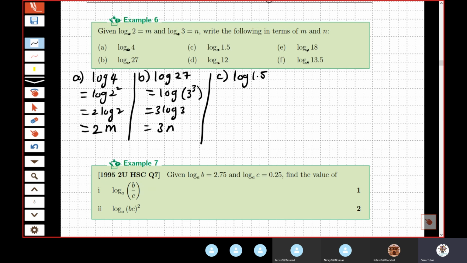Log 1.5. Come on, someone's got to try it now. Log 1.5. Oh, can we do a fraction form? Yeah, you tell me. What do you want to write? So 3 over 2. So log 3 over 2. And what do you know when these two are divided? It's subtracted. Yeah, log 3 minus log 2. What's log 3? N, take away M.